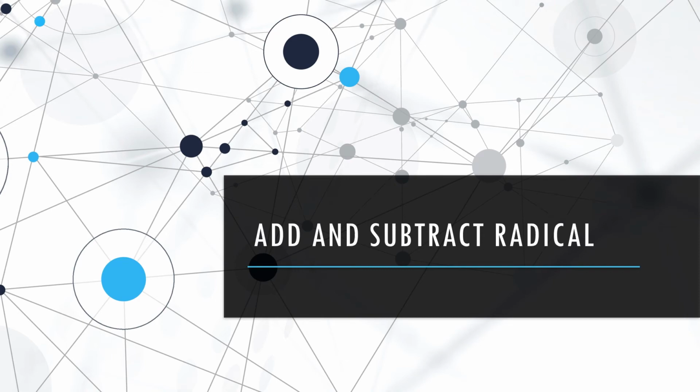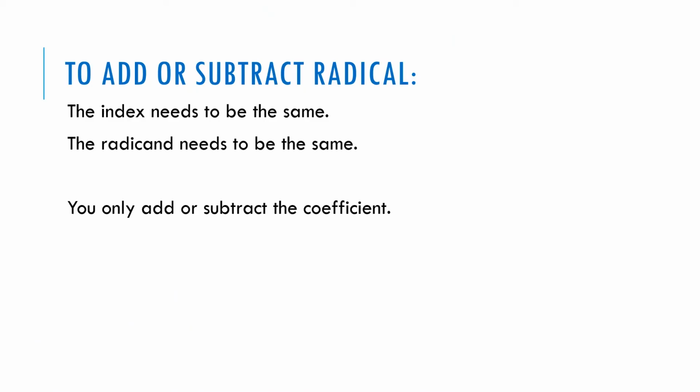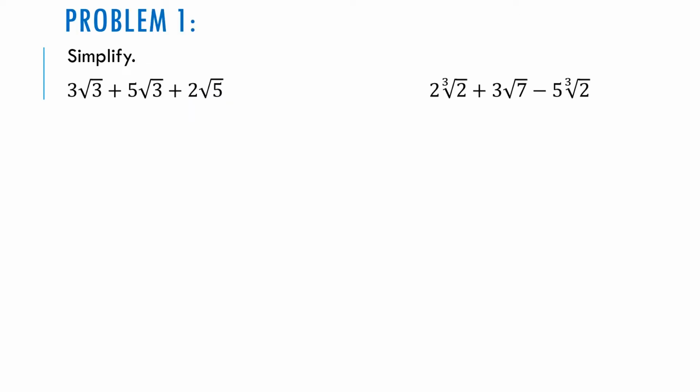Adding and subtracting radicals. So to add or subtract a radical, a few things have to happen. The index needs to be the same, the radicand needs to be the same, and you can only add and subtract the coefficient, so not the radicand. As an example, it says simplify.